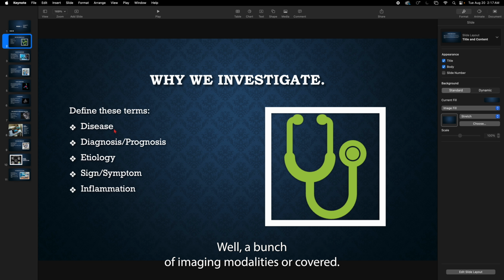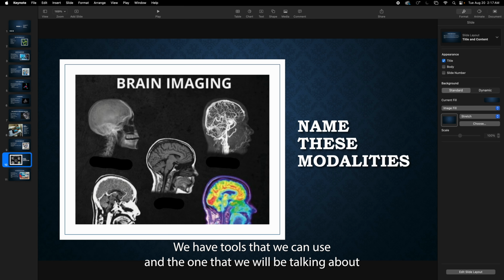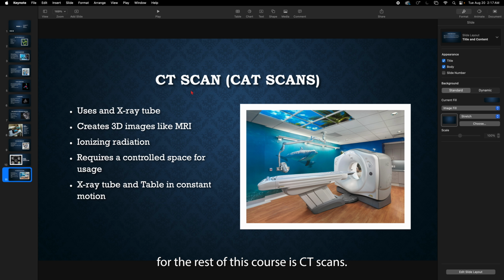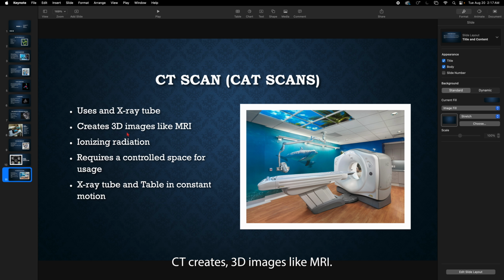And what do we use to diagnose all this? Well, a bunch of imaging modalities, a bunch of tools that we can use. And the one that we'll be talking about for the rest of this course is CT scans, right? And some of the differences with CT scans and the others, well, differences and similarities. CT creates 3D images like MRI. It needs controlled space because it uses ionizing radiation like X-ray, but it's not as long as an MRI, right? So it's quicker than an MRI. Make sure you watch that video because it also talks about the time it takes for a typical CT scan.